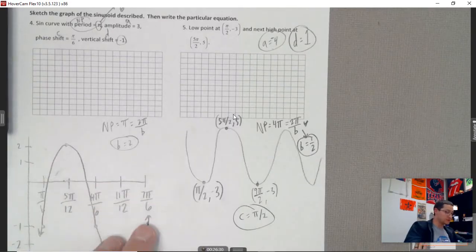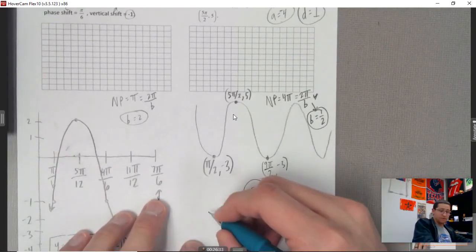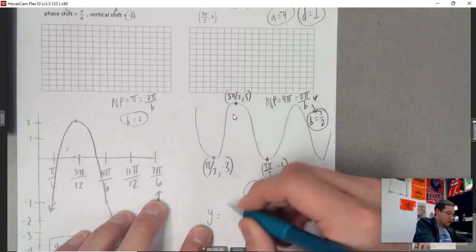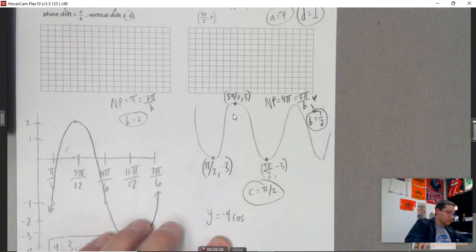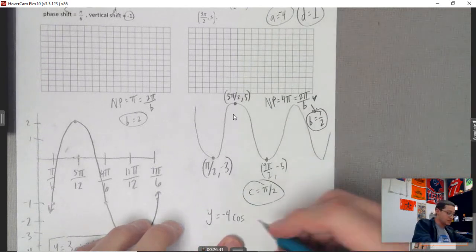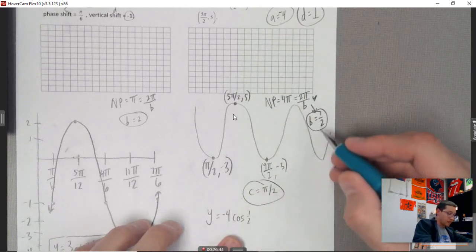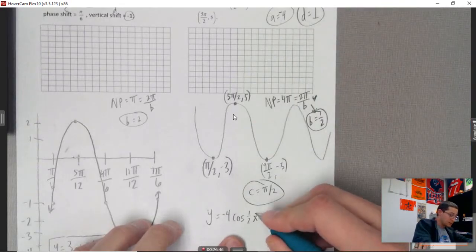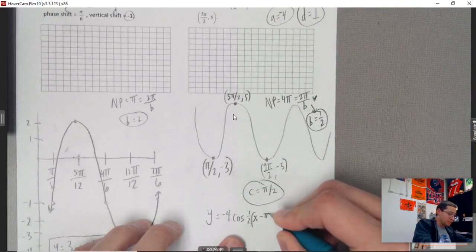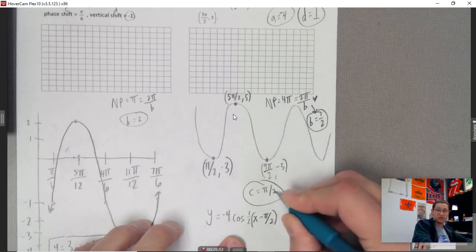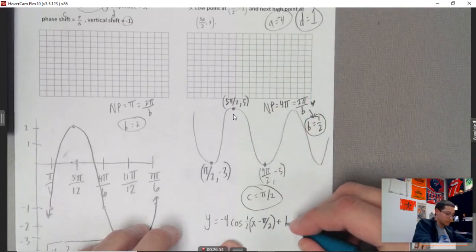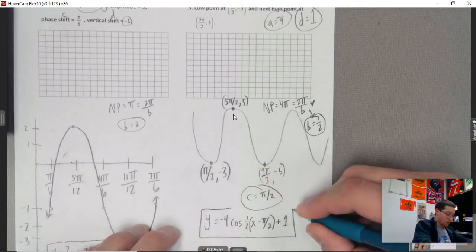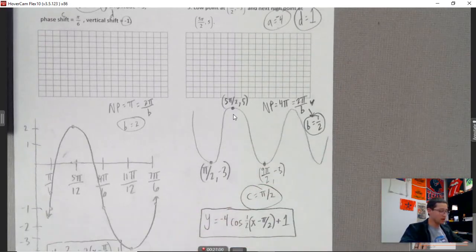So now we have all the pieces. We determined it was a cosine graph. So we have y equals -4 cosine, b value is next, so 1/2 x, 1/2 x minus that pi over 2, which is your C value, and then plus 1. All right, so that is a solid problem there. And we essentially already have the sketch. I would consider that a sketch.